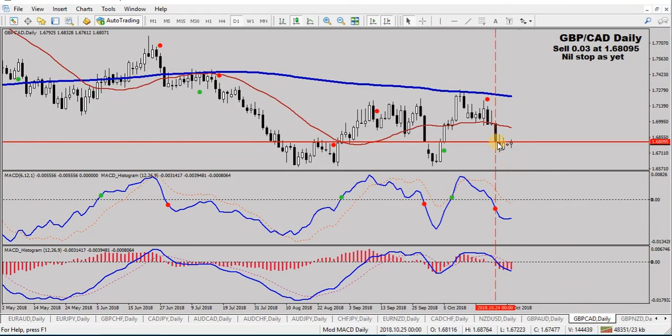Pound CAD, again another sell trade. It's just about on the entry level at the moment. It's looking a bit average. It's still in sell mode.